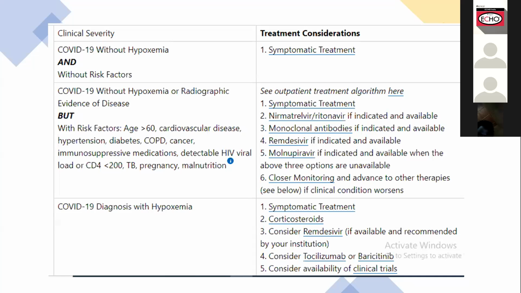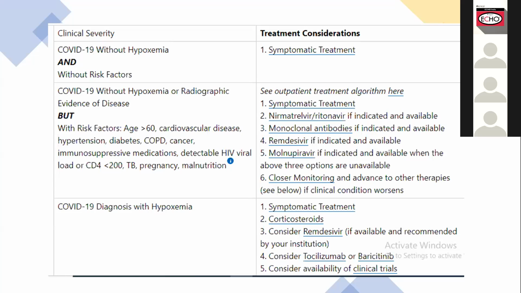And of course, these antivirals and monoclonal antibodies can have adverse effects on the kidneys and on the liver, so you need to monitor your patients. Generally, patients who require oxygen need supportive treatment, but also, mandatory, they should get steroids.